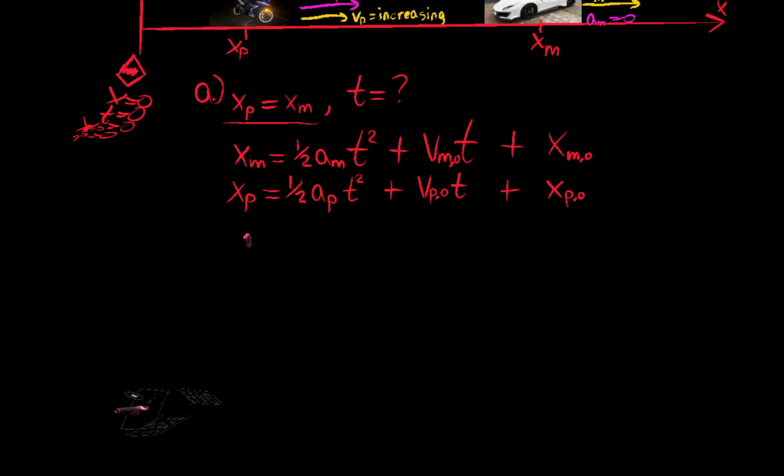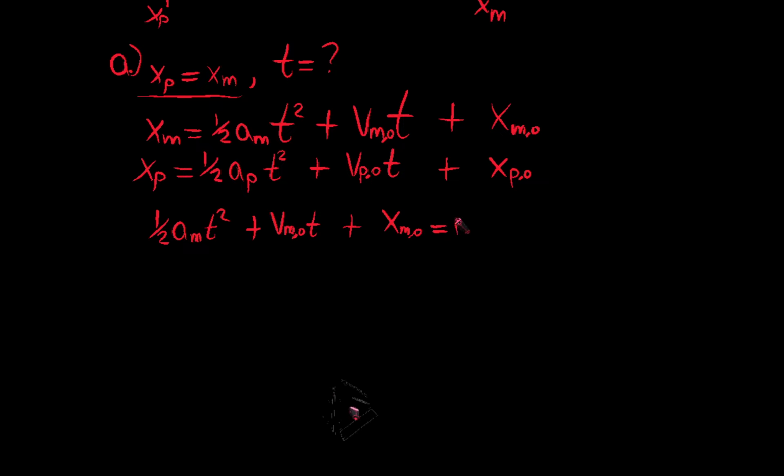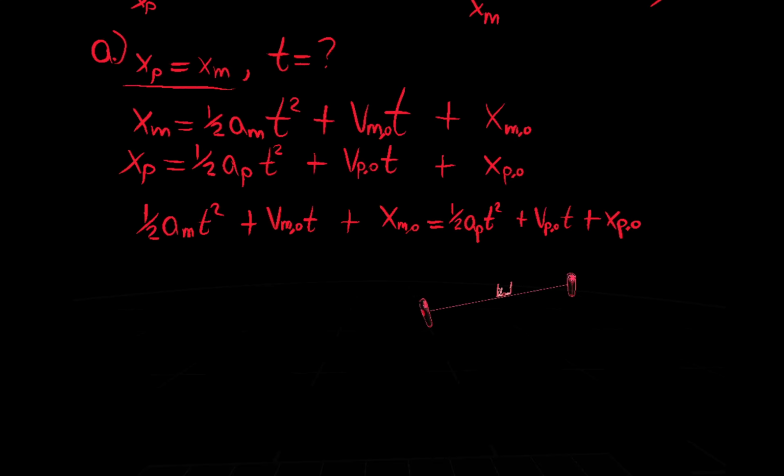So we have 1/2 am t squared plus vm naught t plus xm naught equals, let's slide it on over, equals 1/2 ap t squared plus vp naught times t plus xp naught. Might seem like a lot, but let's look at it.